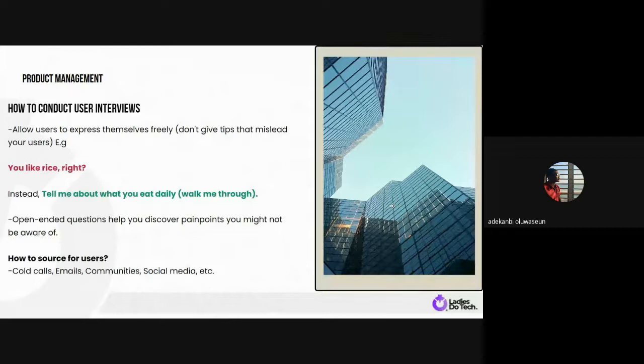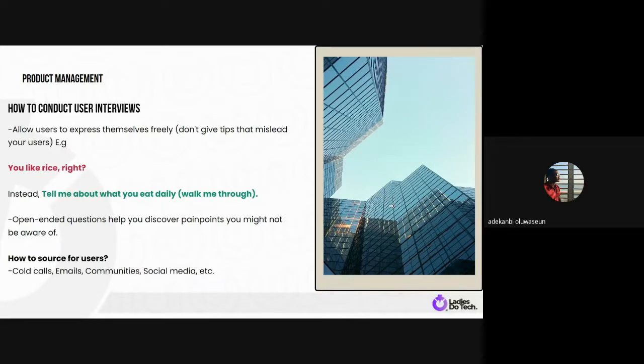Right? And then how do you source for users? How do you get these people, right? There are lots of places: cold calls, communities. There are different Slack communities where you can target users. If you're an organization that has newsletters, you can share it on your newsletters. You can share it on social media, right? There are a lot of other platforms where you can distribute your invitation for user interviews, or your questionnaires or your surveys, right?